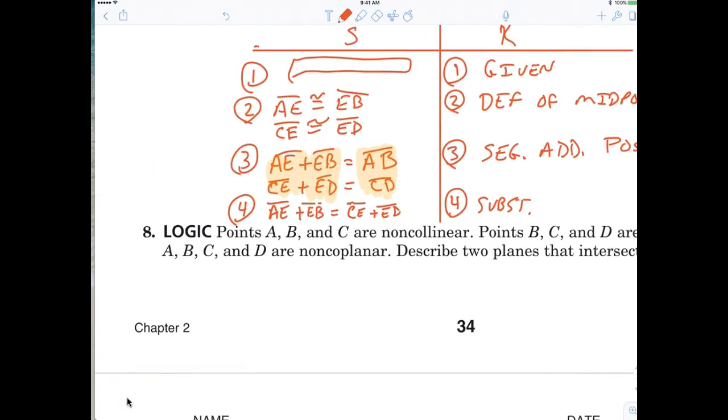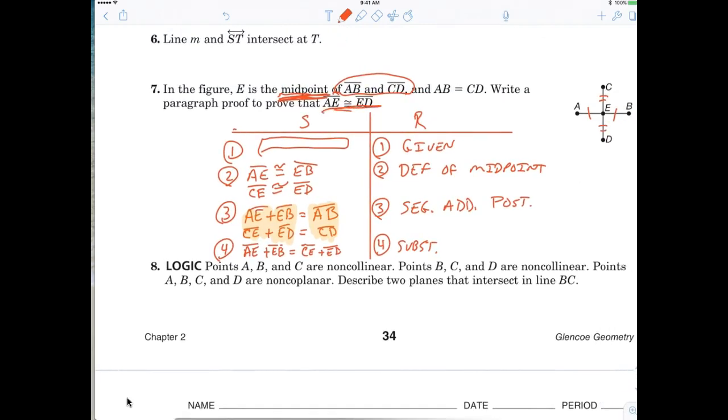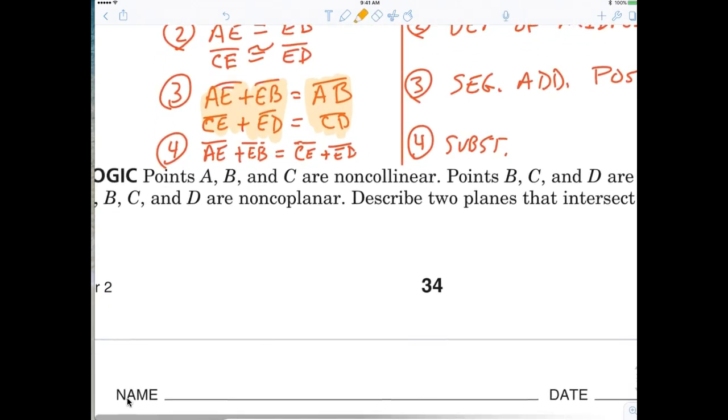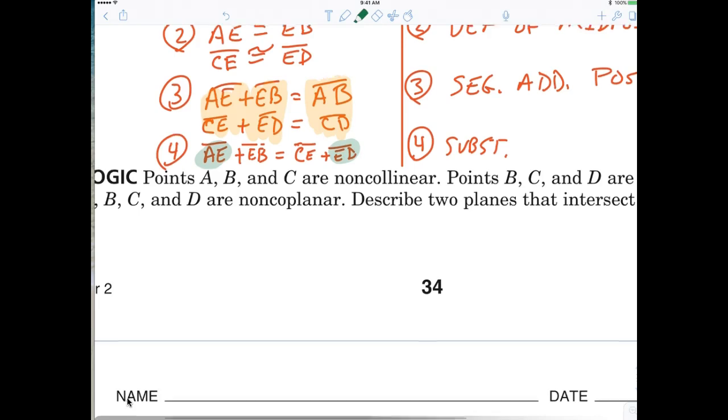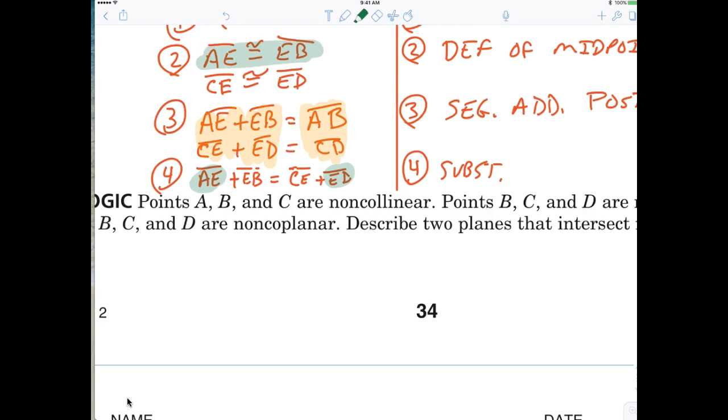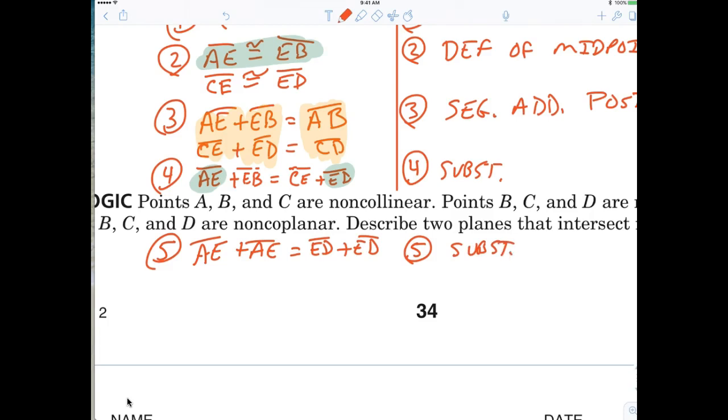Now, I'm trying to prove AE is equal to ED, right? So now look right here. I need to get rid of the EB and the CE, correct? So what does EB equal? Come on guys, what does EB equal? AE. So wherever I see an EB, I could put AE, right? So step number 5, AE plus AE equals ED plus ED. That's again just substituting equals. Good so far? Now, 6. AE plus AE is 2AE. 2AE is equal to 2ED. And we just call that, what are we doing?